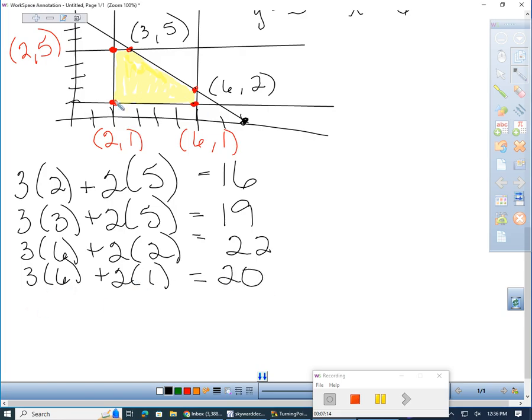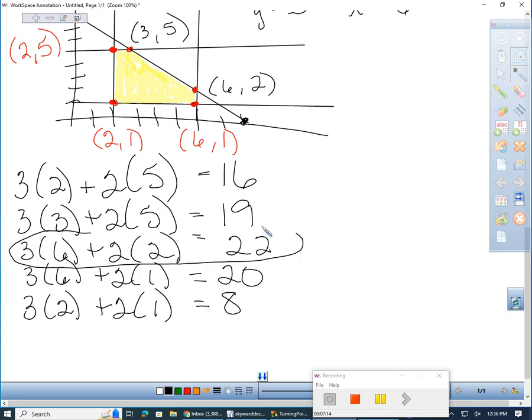And then we have this last one right here. So 3 times 2 plus 2 times 1. What is that one? 8. All right. So now we were looking for the maximum. Which one of these points gives us the maximum? 6, 2 right here. I'm going to circle it in my work. And I'm going to put underneath maximum at 6, 2.